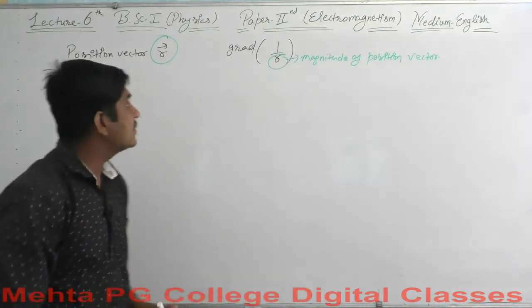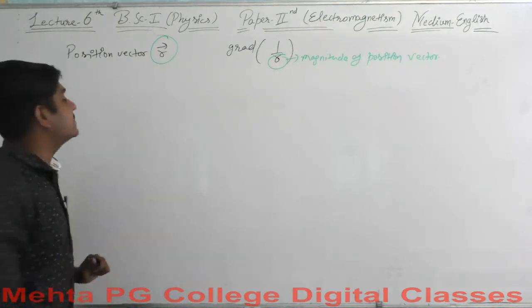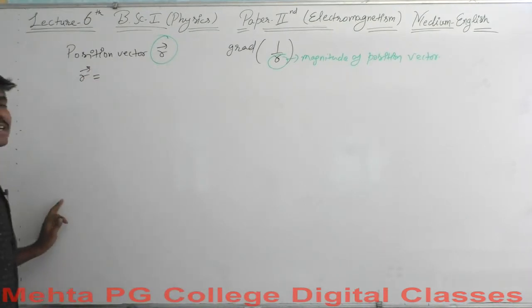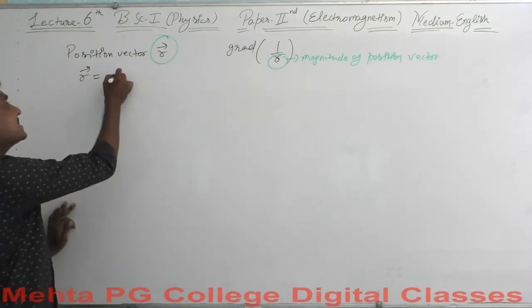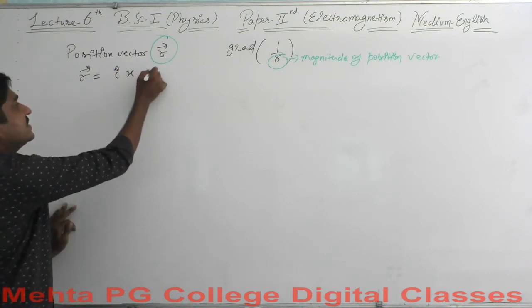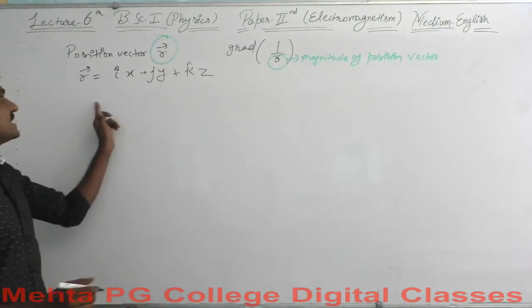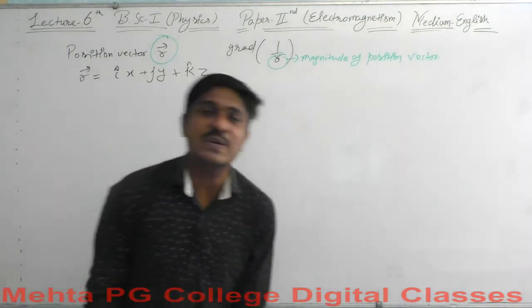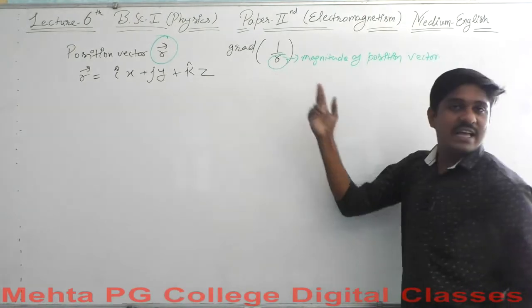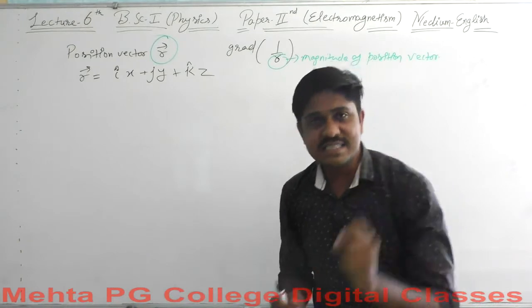So let's begin with the value of this displacement vector. The value of the position vector is simply written as i cap x plus j cap y plus k cap z. So this is the value of the position vector. Now we have to turn this position vector into its magnitude, a scalar quantity.